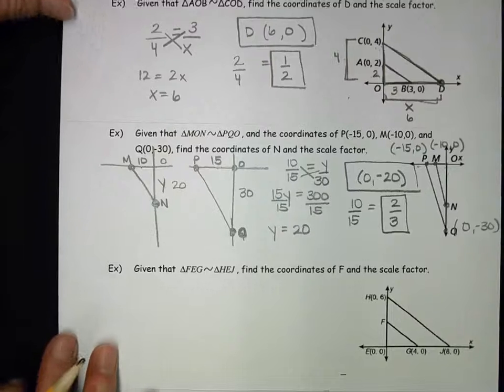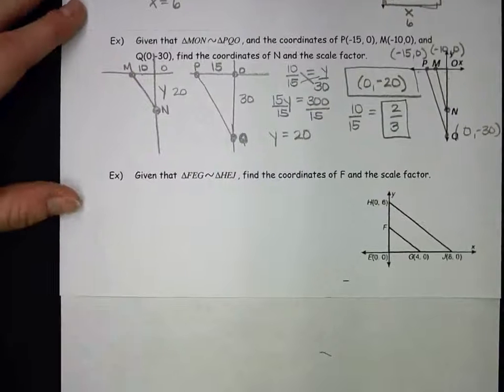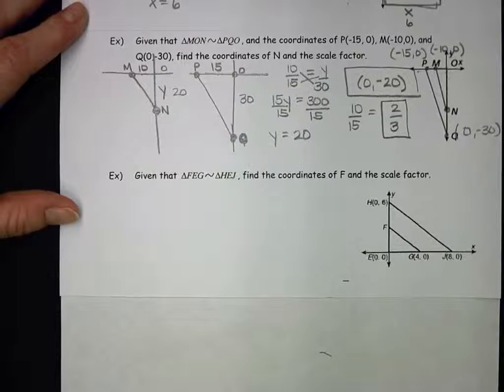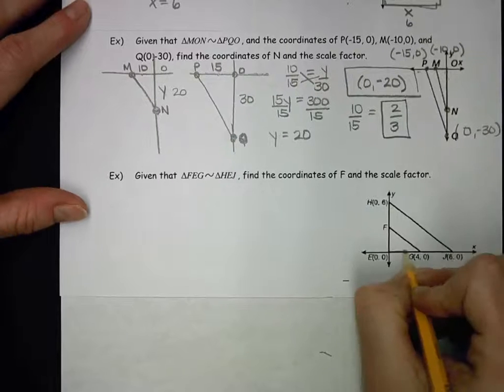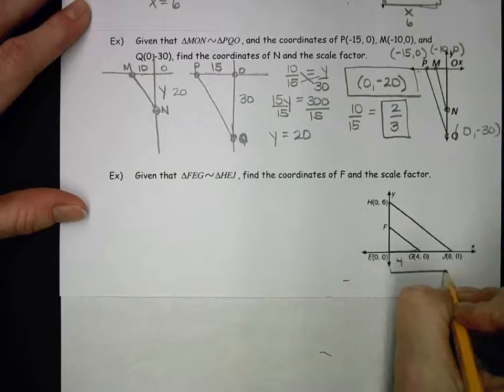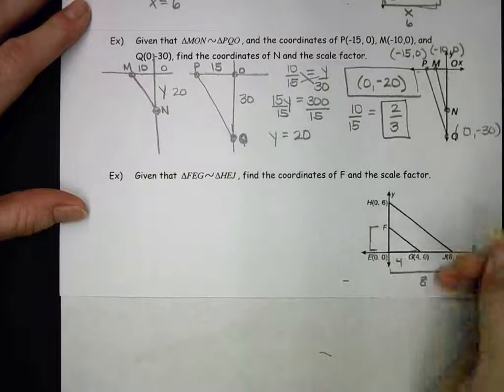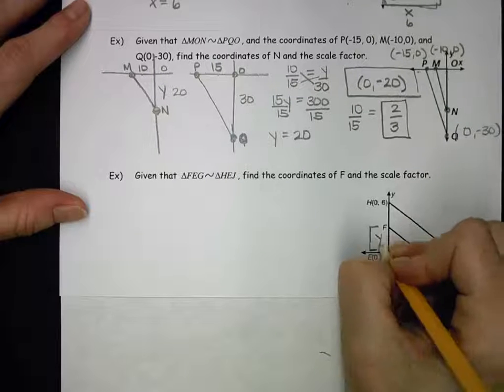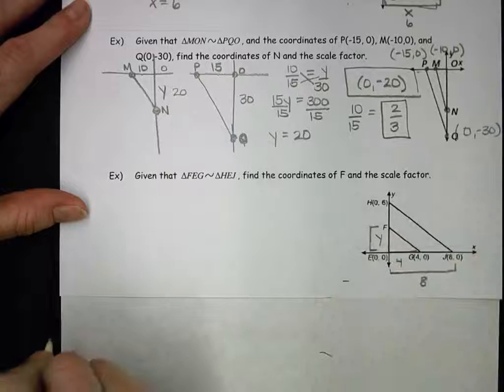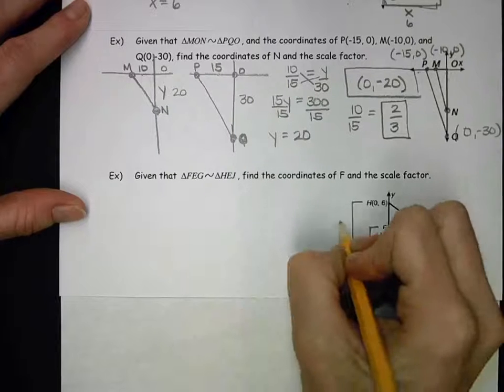In our last example, we're going to do the same thing. We are going to find between the two similar triangles the coordinate of F and the scale factor. From here to here it was 4. From here to here it was 8. We do not know the coordinate here. I'm going to call that Y because it's along my Y axis. And along this distance is 6.